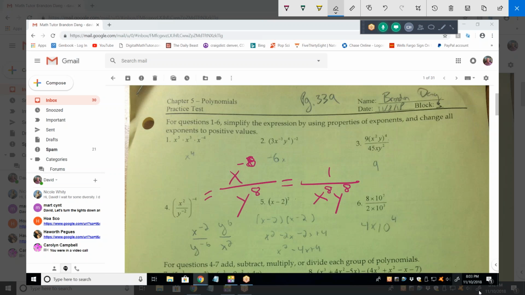Okay, let's keep going. Let me just look at your math here. Looks like you did this one right. 5. You foiled it, which is what you need to do. About number 6. Looks like you did that one right also. In other words, on number 6, you do the numbers first. That's where you got the 4. And then you do those seconds. You just subtract the exponents, so it's 10 to the 4th. Okay.